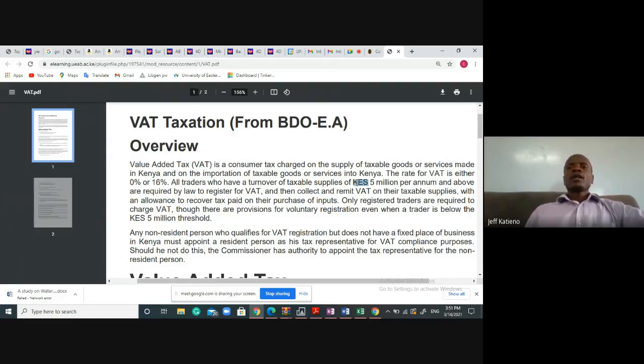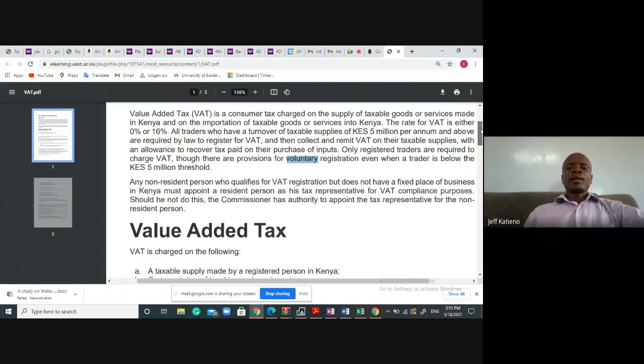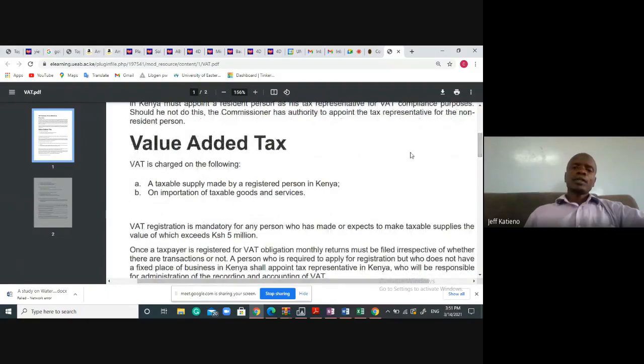But there's a provision that if your transactions are less than 5 million, then you can apply for voluntary registration. So there's an element of voluntary registration if your threshold is less than 5M. VAT is charged on taxable supply by a registered person in Kenya. Those are the guys who transact more than 5M, and those who have been registered under voluntary registration. But apart from that, VAT is paid on importation, this part B, importation of taxable goods and services.